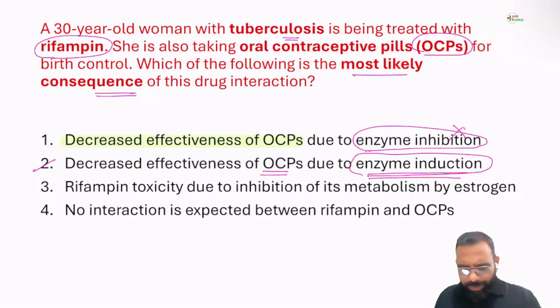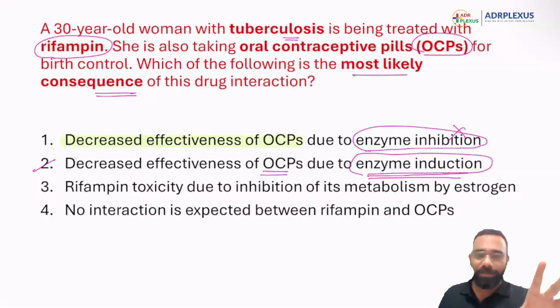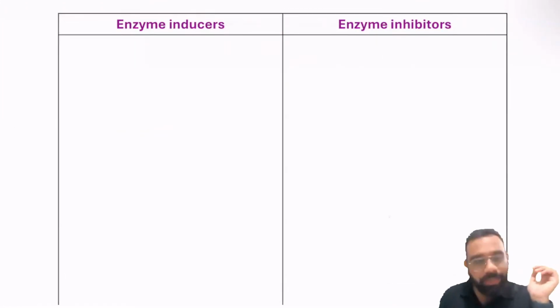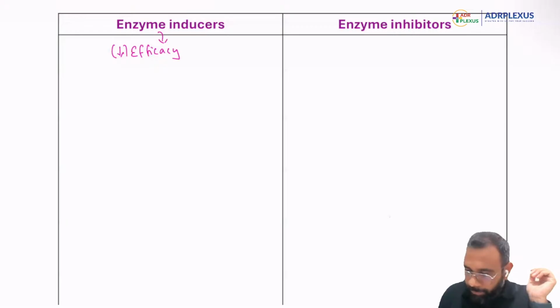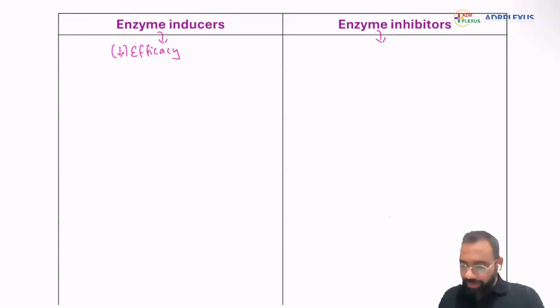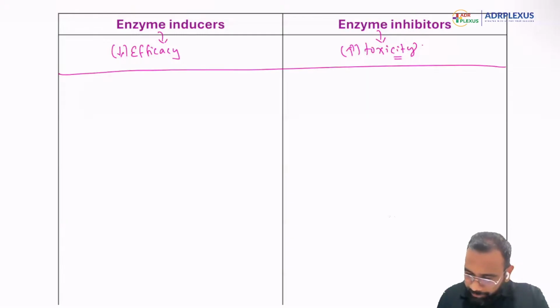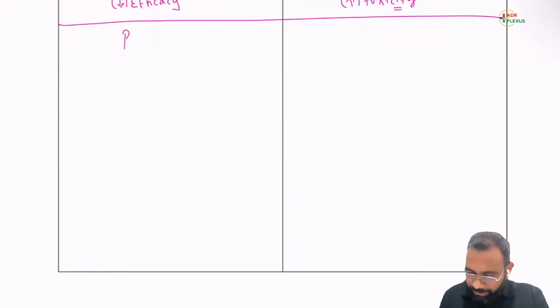So again, a very, very important concept, enzyme induction and enzyme inhibition. Let's see what's happening. In enzyme induction, what is going to happen? It is going to decrease the efficacy. And in enzyme inhibition, what is going to happen? It is going to increase the toxicity. So now, what are all the examples of enzyme induction and enzyme inhibition? This we have already done.